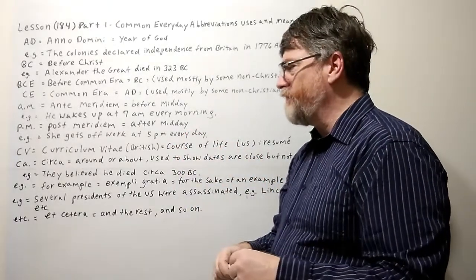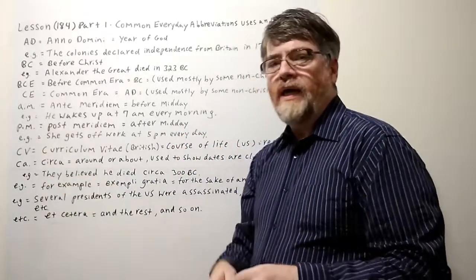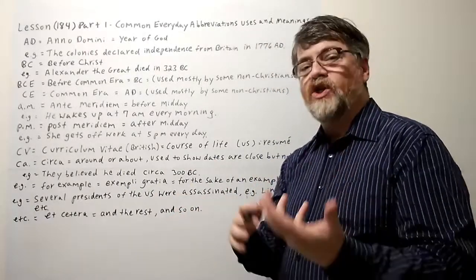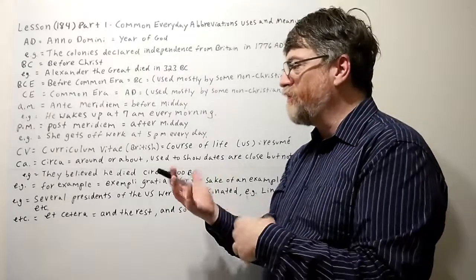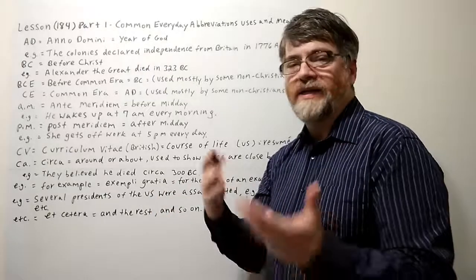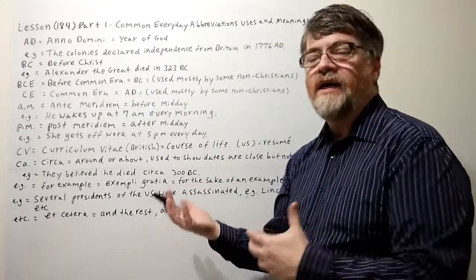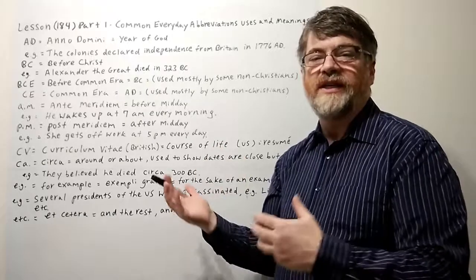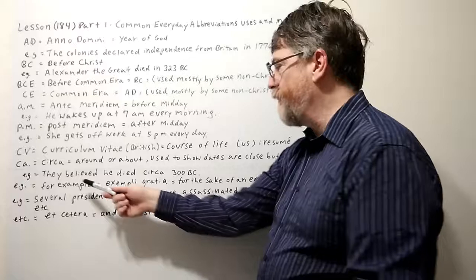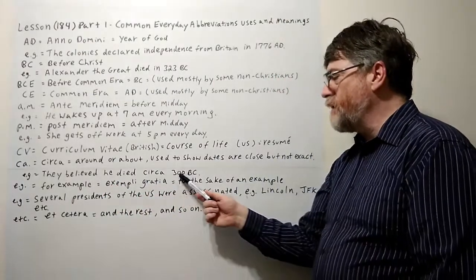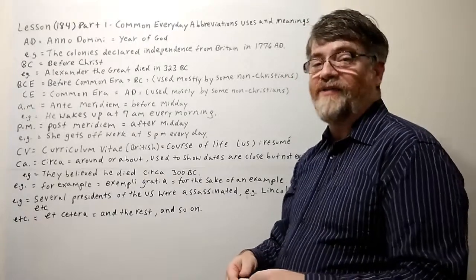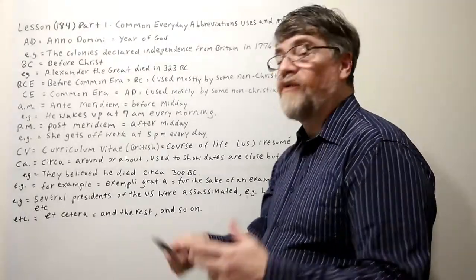So a lot of times, if you do see circa or CA, it's often a round number, like they'll say, 500 BC. They don't say circa 502 that much. They're more likely to say 500 or 490. They're more likely to keep it a round number, like on the tens or something. Okay, good. And here's an example. They believed he died circa 300 BC.